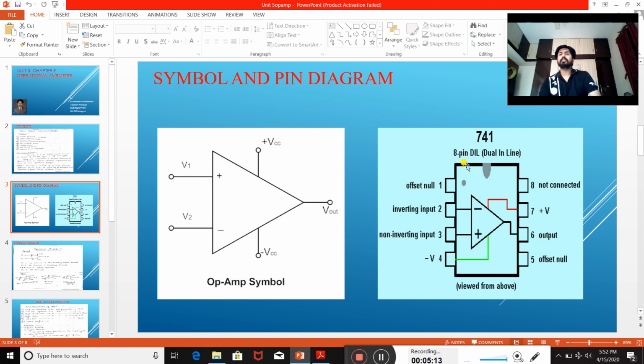On the ICs there will be a notch provided along with a dot mark. The notch should always be up, and the dot indicates that pin number 1 begins there. In that way you can identify the IC pin numbers with the help of this dot, and how to place this IC in the IC trainer kit or some instrument. It is based on this notch. So this is about the symbol and pin diagram of the operational amplifier.